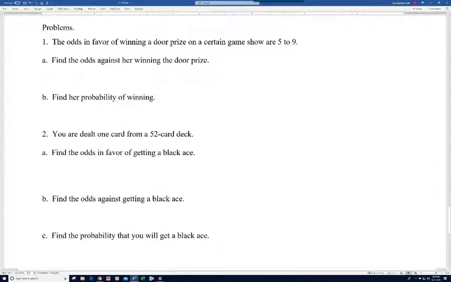All right, let's move on to the next slide. And so there's some problems here to help you make sure you understand this concept and the difference between odds and probabilities. So I would encourage you to do these 2 problems and then check your answers.